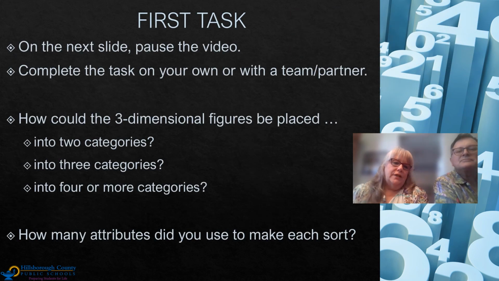On the next slide, you're going to see a variety of three-dimensional figures, and I want you to think about how you could place those figures into just 2 categories, into 3 categories, or into 4 or more categories. Think about the attributes that you have to use in order to make each of those sorts, and sometimes you might have to use more than one attribute. So happy problem solving.